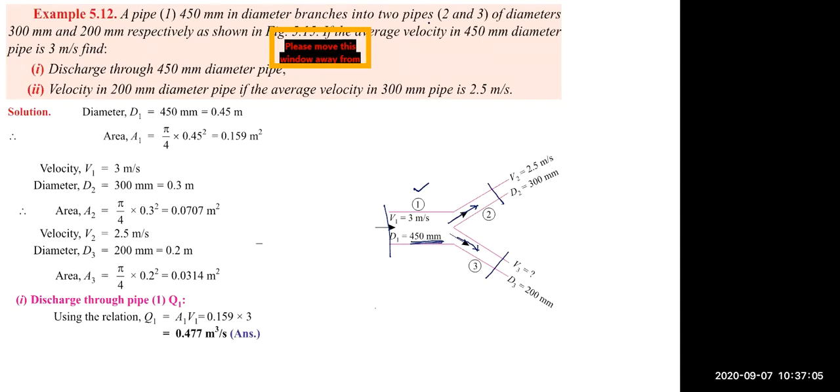Now it is branched into two pipes, pipe number 2 and pipe number 3. The diameters of both the pipes are given here.